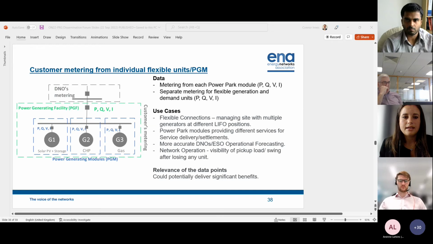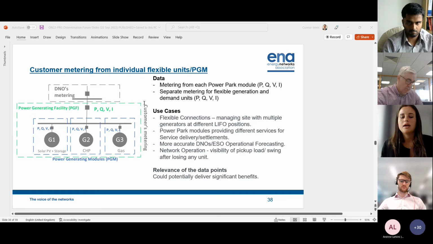The next one is allowing different units in the power generating facility to provide different services, for service delivery and settlement. The metering from individual Power Park modules would allow a customer to provide different services like PM, flex service, megawatt dispatch, and so on within the power generating facility. Monitoring of individual units is required to verify compliance with the service request and would allow us to take proactive action when the service is not being delivered.